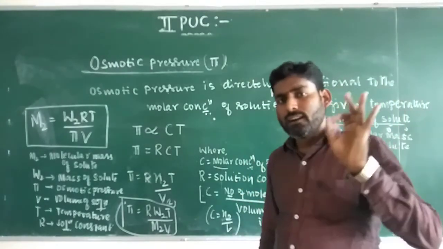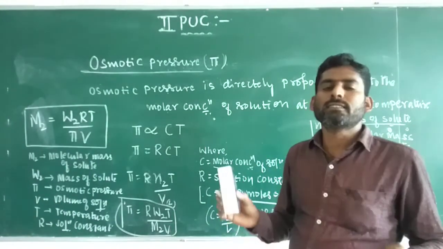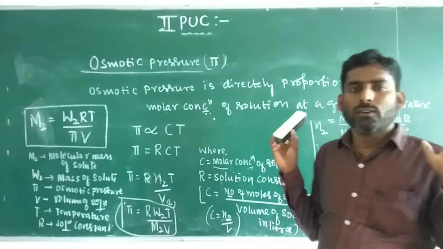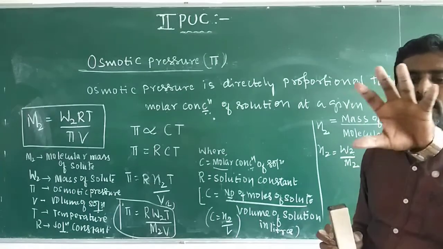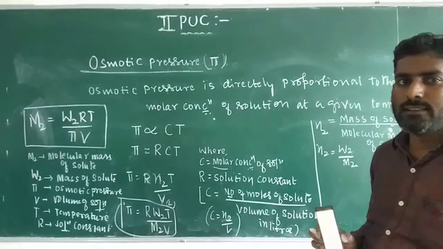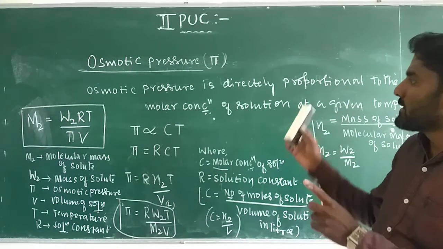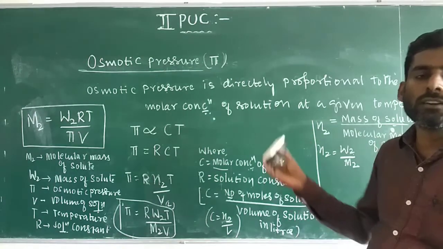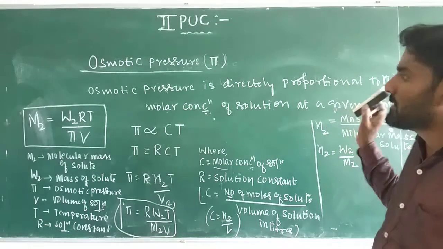So totally, osmotic pressure is a colligative property, which is the external pressure to be applied on the solution to prevent the osmosis process, or to prevent the flow of solvent molecules from solvent to the solution through the semi-permeable membrane.